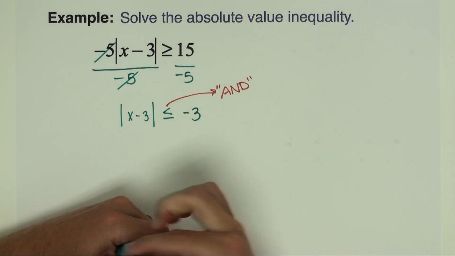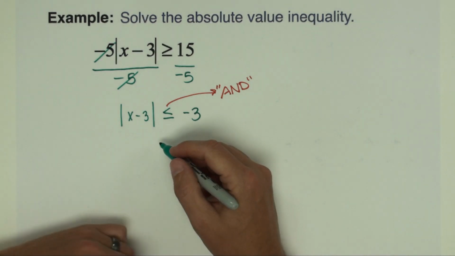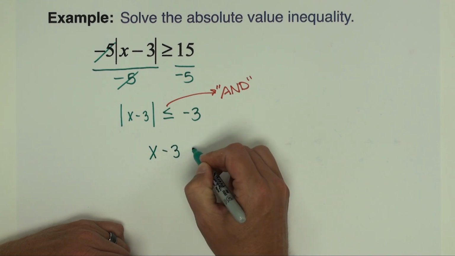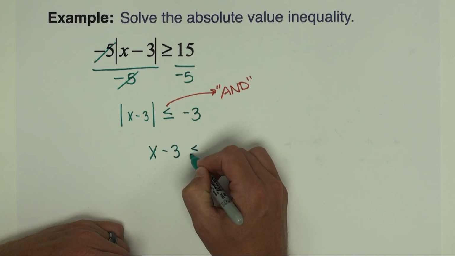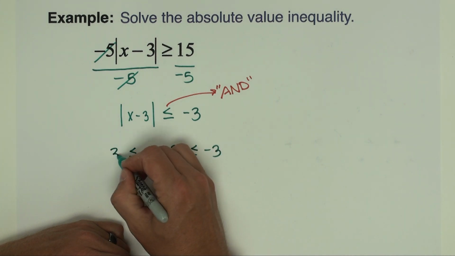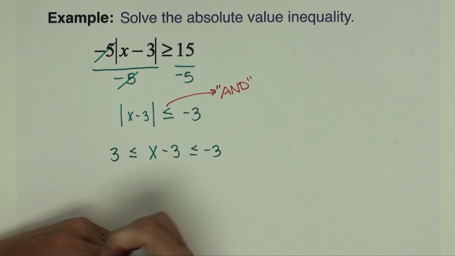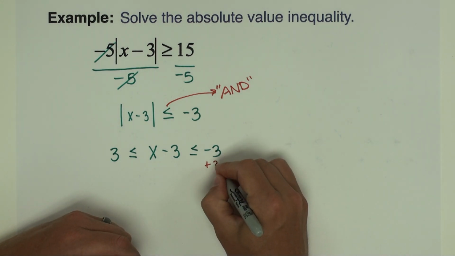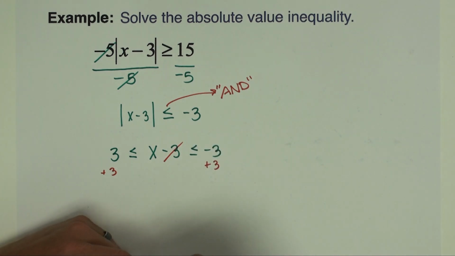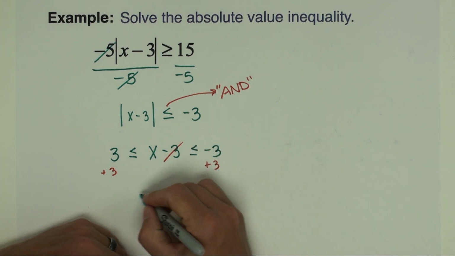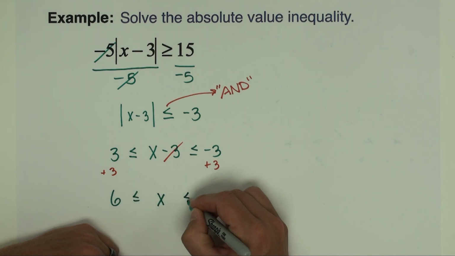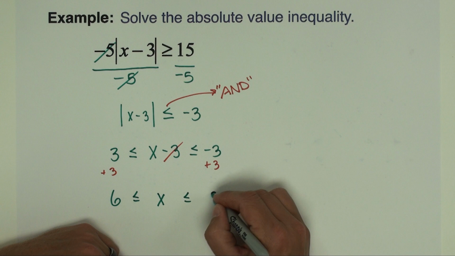So when I write this, I'm going to write it as one large inequality. I'm going to write x minus 3 is less than or equal to negative 3 and greater than or equal to positive 3. Okay, we're going to add 3 to both ends to get it out of the middle. So we end up with 6 is less than or equal to x, which is less than or equal to 0.